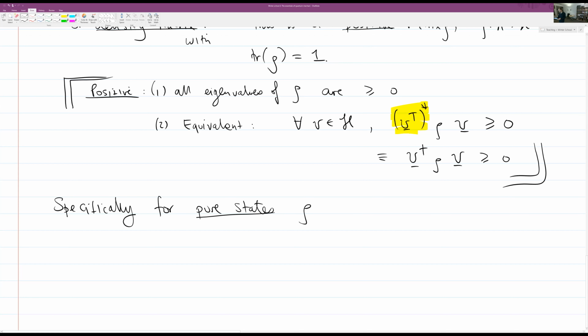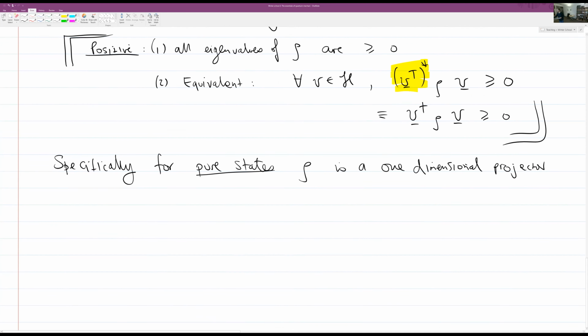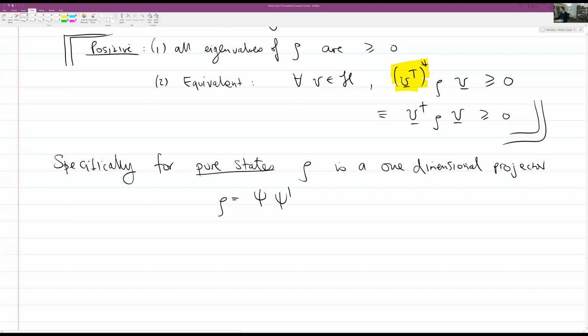For pure states, those are represented as a one-dimensional projector. And that will need some comment, and I will give some comment about that in a minute. So that means that your state rho is called pure if you can write rho as a product of a column vector and a row vector in this way. Okay, I'll do some examples to illustrate this postulate in a second.